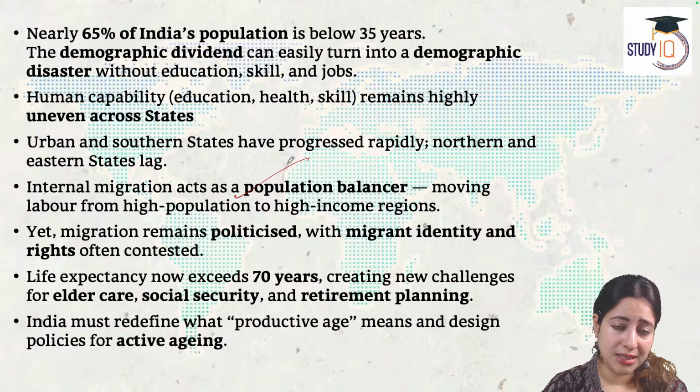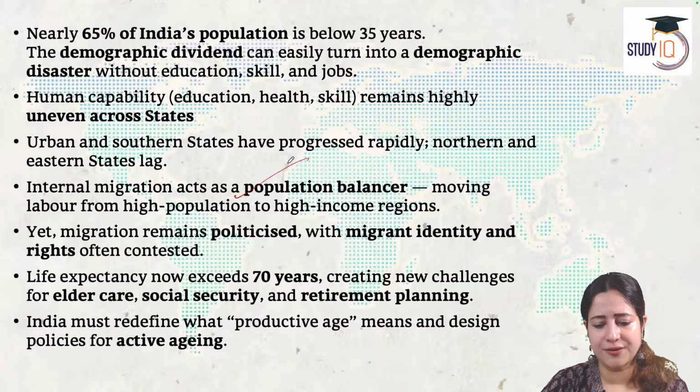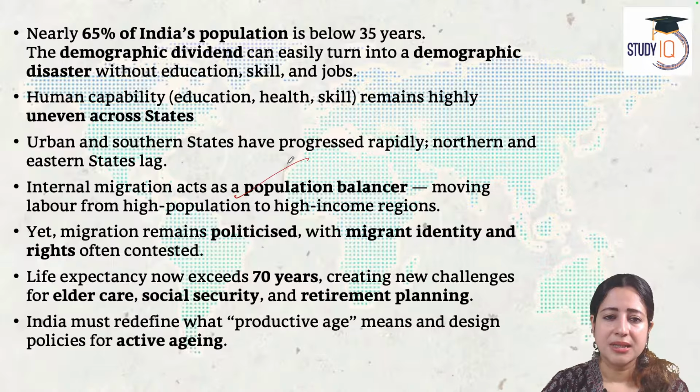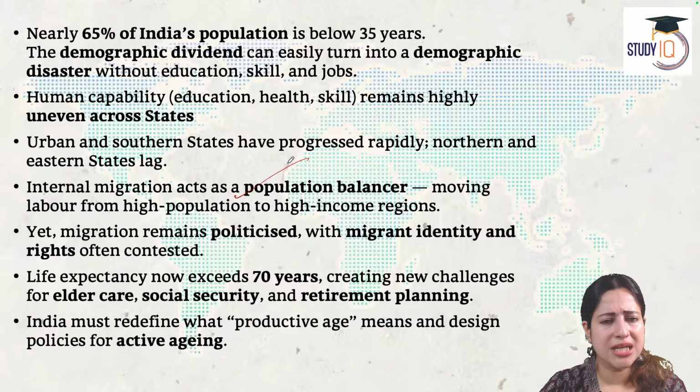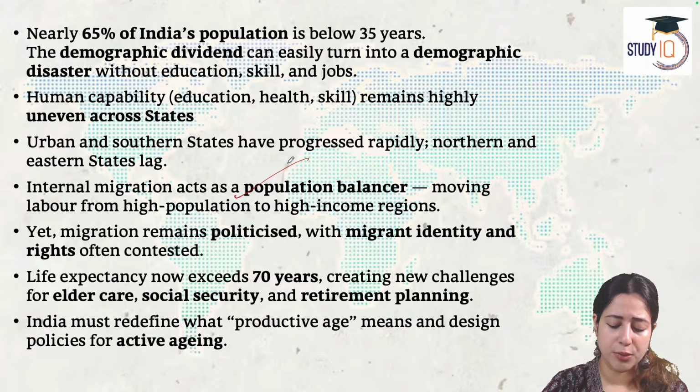Life expectancy in India, people on an average are living above 70 years. That means, as somebody said, we need more geriatric policies. We need better policies for old people. More GDP spending on non-communicable diseases, old age diseases. More spending on insurance, pension, welfare policies.